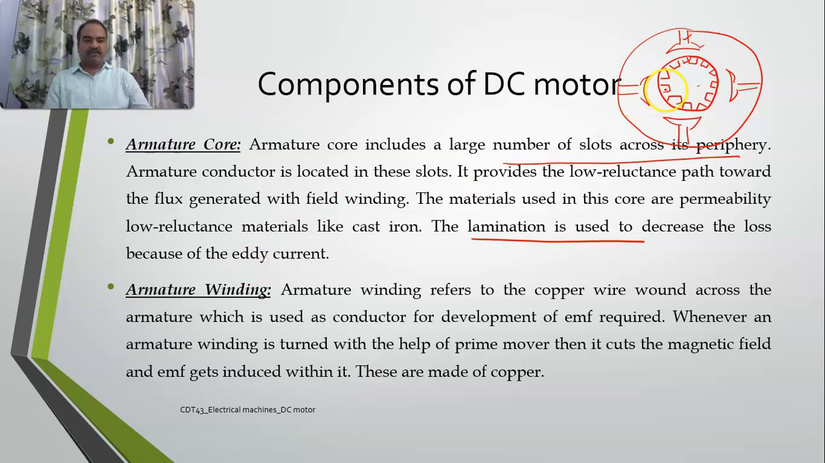And here now comes the last one. We call it the armature winding. In these slots, copper wire will be placed. Now this acts as a conductor. When this conductor cuts the magnetic flux developed by the poles, you will experience an EMF. Okay. So armature winding refers to the copper wire wound across the armature, which is used as a conductor for development of the required EMF. Now this armature winding is turned with the help of a prime mover, and it cuts the magnetic field and EMF gets induced. Generally, these are made of copper.